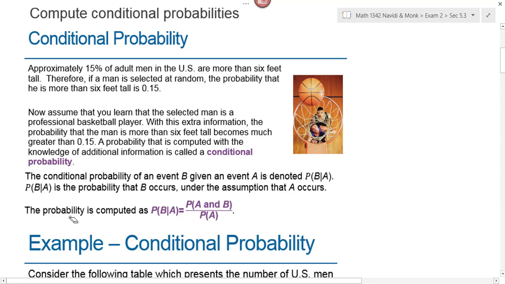The formula that we use for calculating a conditional probability looks like this, and this is read the probability of B given that event A has already occurred. This vertical line here is what we call a vinculum, which separates the probability from the given condition. The way that we find this probability is by looking at the probability of both A and B happening at the same time divided by the probability of A.